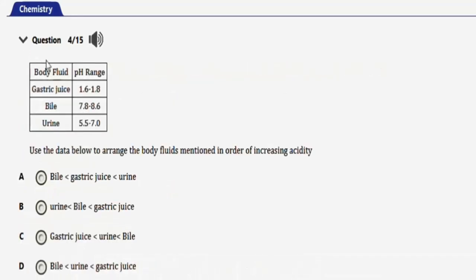It says, use the data below to arrange the body fluids mentioned in order of increasing acidity. So the right one here, the least acidic one here is bile, okay, followed by urine, then gastric juice. So the order you should go for will be bile is less than urine, urine is less than gastric juice. So that's the right option, option D. Next question will be this one.